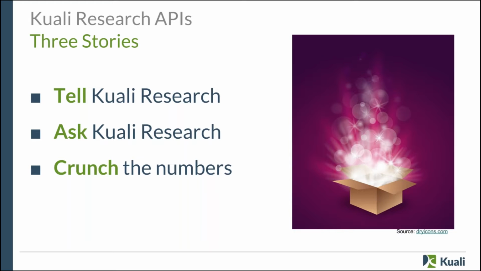Over the next half hour, 45 minutes, we're going to go through a few different stories. We're going to learn about how you can tell Kuali Research something that you may know in an institutional system that it doesn't know about. We're going to use an example that's pretty common in research administration, where users need to be trained on other systems or processes or procedures before maybe they're eligible to actually do research or participate on a research project.